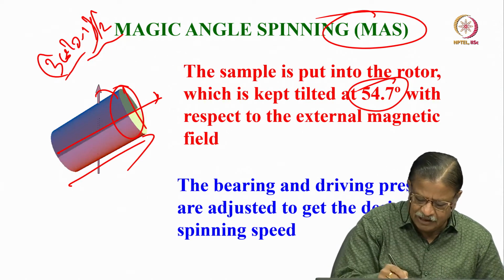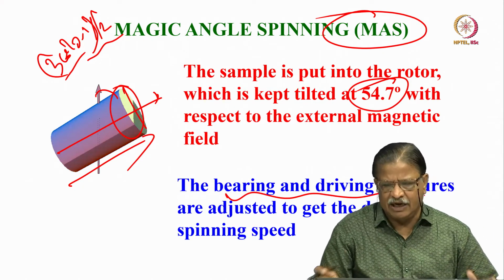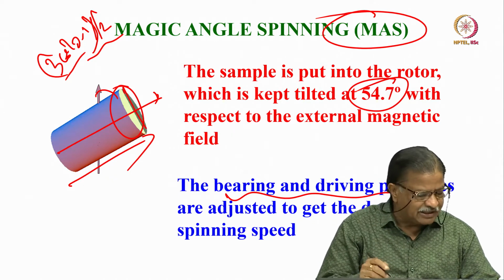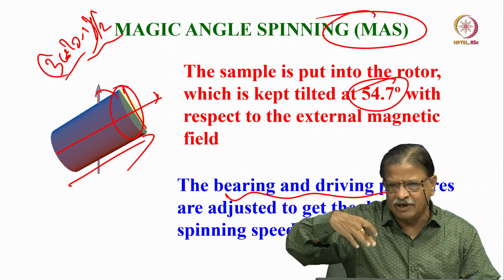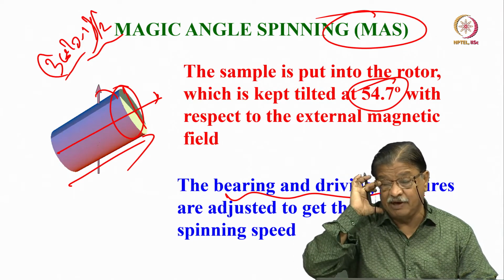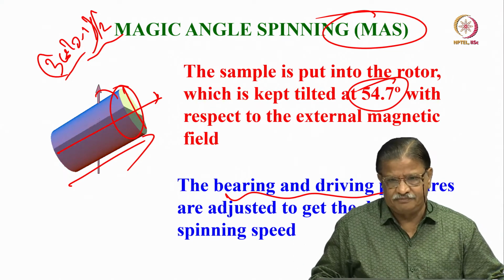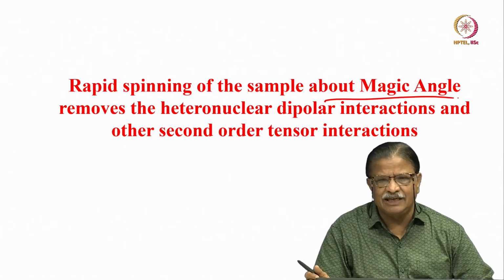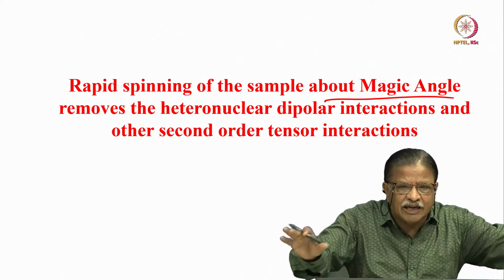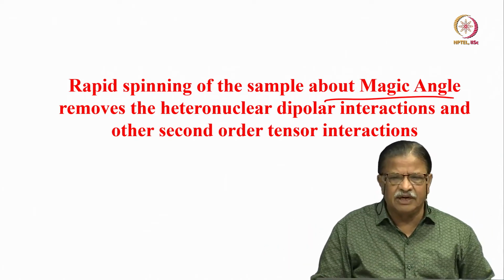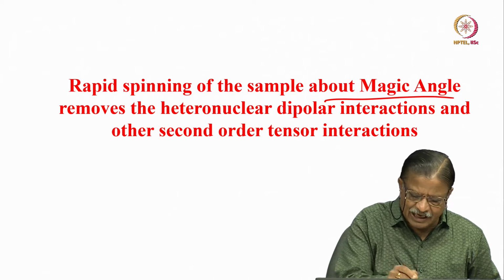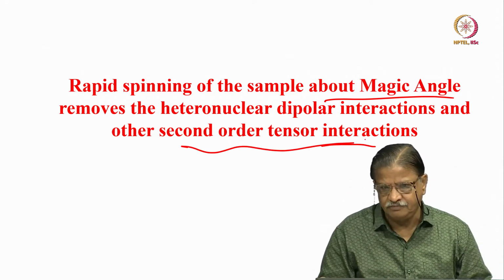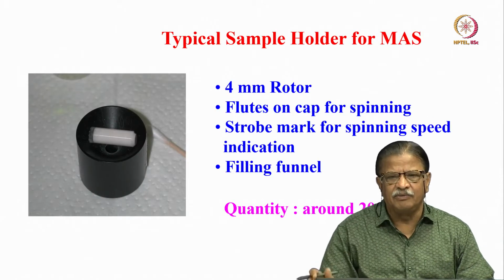And how do we do that? By using compressed, high pressure air. So we are using bearing and driving pressure, and we adjust the spinning speed to make the sample rotate at a spinning speed of the order of several kilohertz. So, rapid spinning of the sample about the magic angle, what does it do? It removes heteronuclear dipolar interactions, heteronuclear dipolar couplings, and any other second rank interaction tensors which are present will also be removed, and CSA also will be removed.